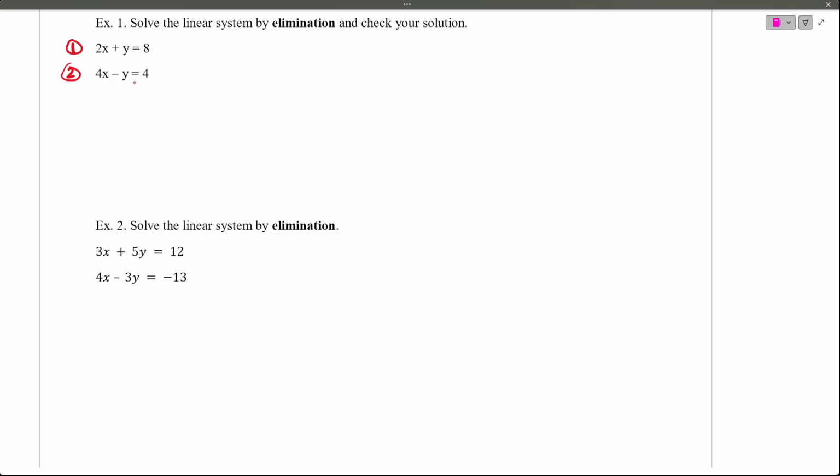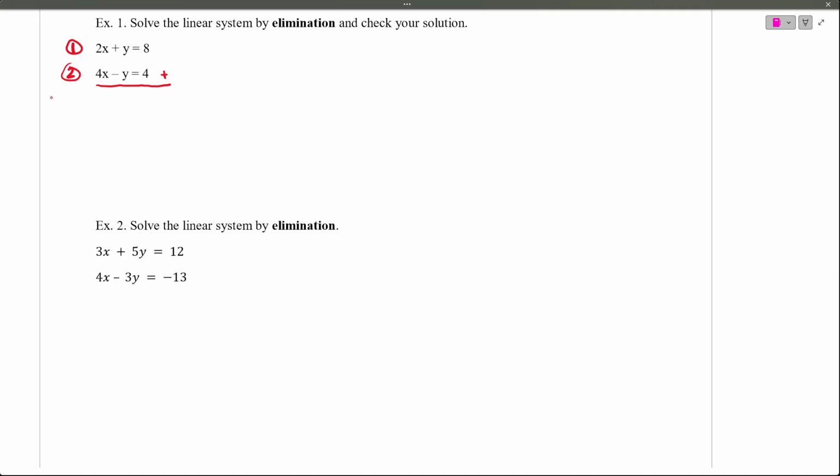Now the y's already have the same coefficient, so I don't have to do any fancy multiplying or anything like that. I just need to decide whether I should add or subtract. The coefficients on these y's, which is just a 1 on both, have opposite signs. So that means I want to add. 1 plus negative 1 gives me 0. So I'm going to draw a little arithmetic line here, and I want to add these two.